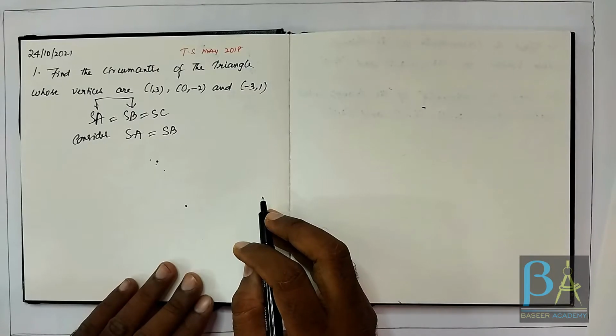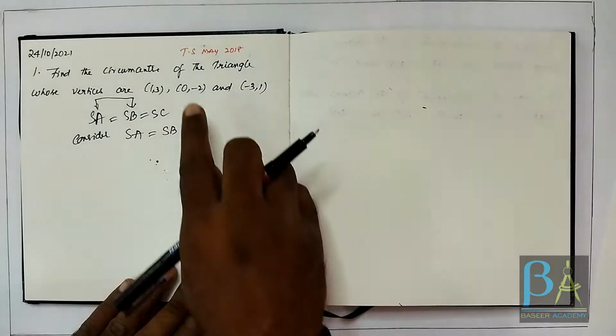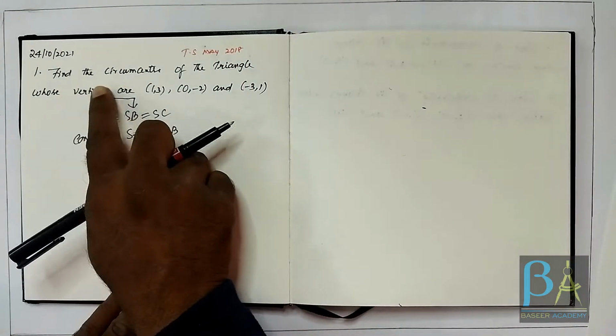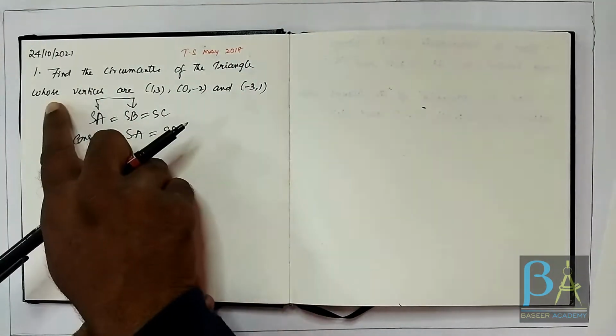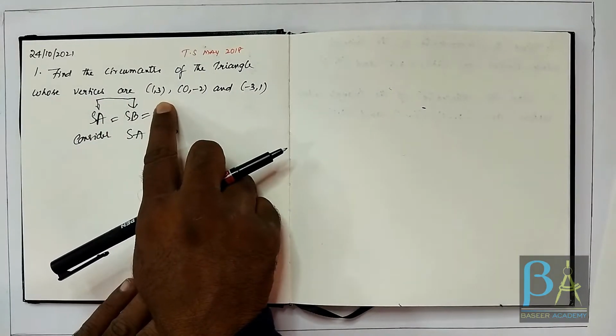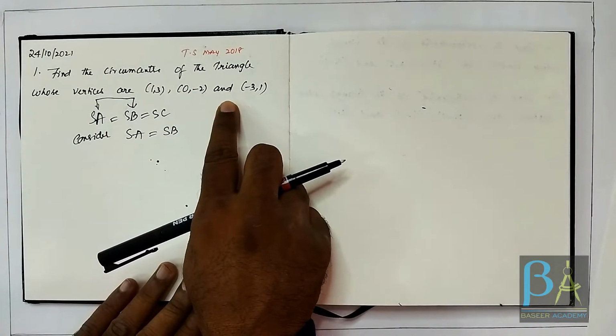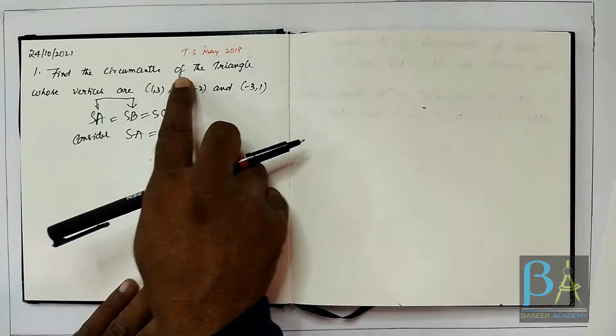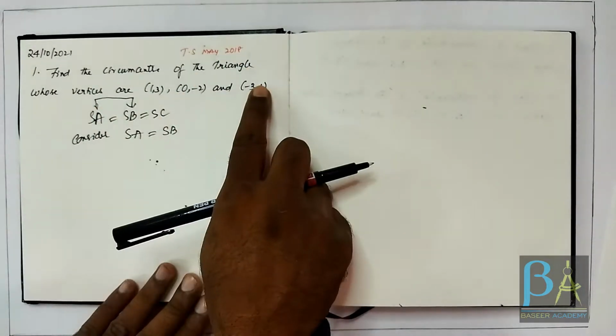Okay, so we have a question here from intermediate first year examination, Telangana State May 2018 question paper. It says, find the circumcenter of the triangle whose vertices are (1, 3), (0, -2) and (-3, 1). So we have to find the circumcenter of the triangle whose vertices are given to us.